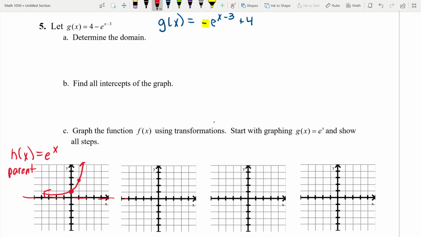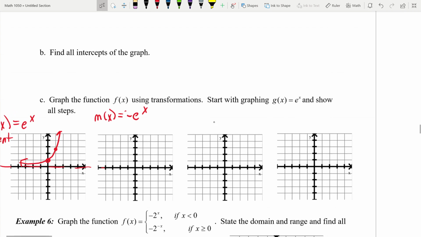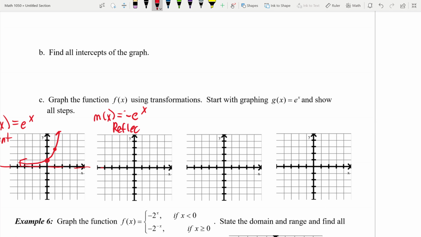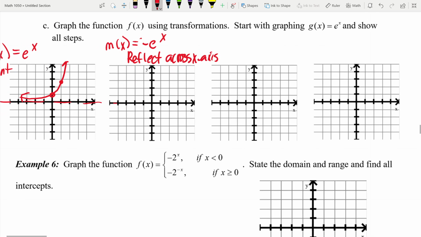Okay, so let's write down m of x equals negative e to the x. Every person in the room, that negative reflects it across the, tell me everybody, it's the x. Yes, if it's first, it's x. So reflect across the x-axis. If you have a horizontal asymptote on the x-axis and you reflect it across the x-axis, did you change your asymptote? No. So it's still just the same place. 0, 1 is now 0, negative 1. 1, 2.7 is now 1, negative 2.7.